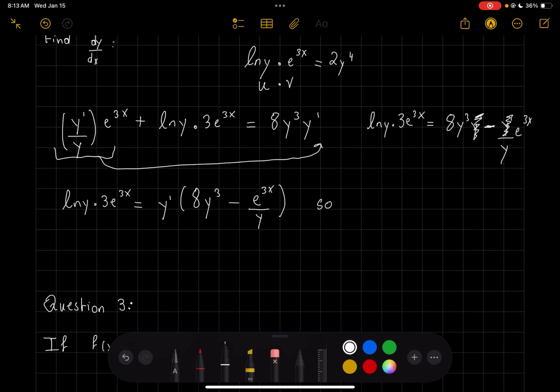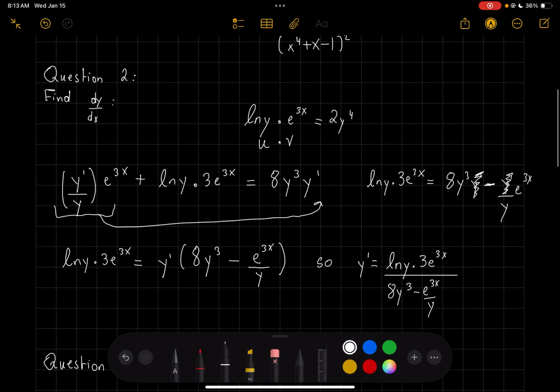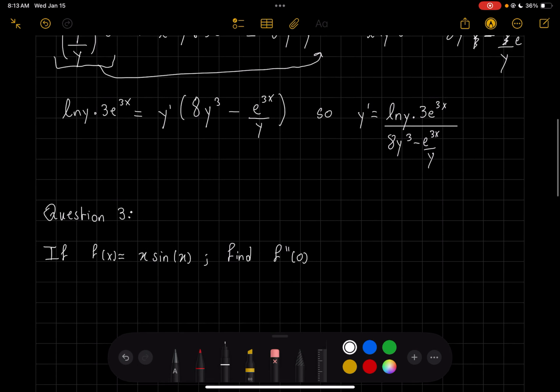So y prime is going to be ln y 3e to the power of 3x over 8y to the power of 3 minus e to the power of 3x over y. And this is basically your dy over dx, because they both have the same exact meaning, just different interpretation.